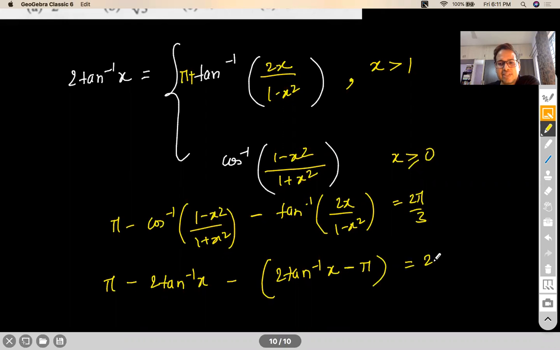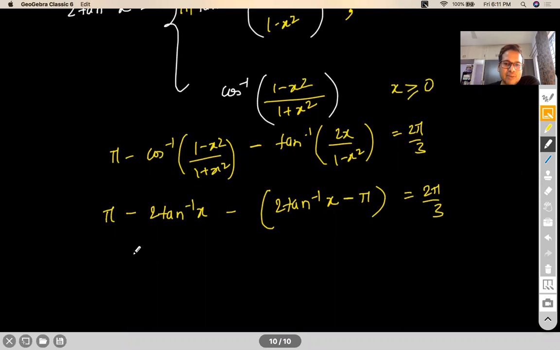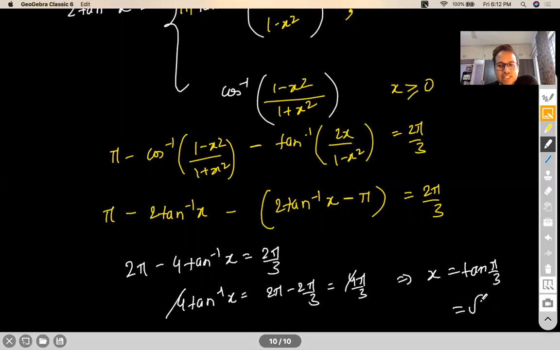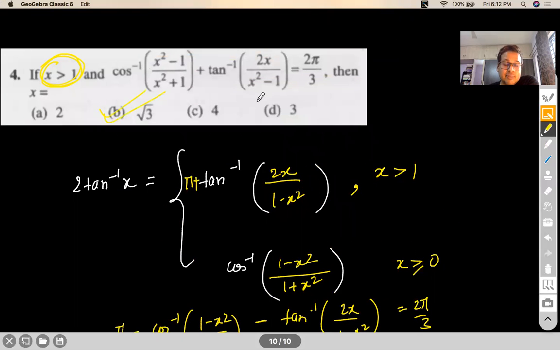Okay, this is given to you in the question as 2 pi by 3. So solving this, if I'm not mistaken, it will give you 2 pi minus 4 tan inverse x equals 2 pi by 3. So 4 tan inverse x is going to be 2 pi minus 2 pi by 3, which is actually 4 pi by 3. The 4 goes for a toss. So x will be tan of pi by 3. Tan of pi by 3 is root 3. So option number B is correct. Okay. Be careful.